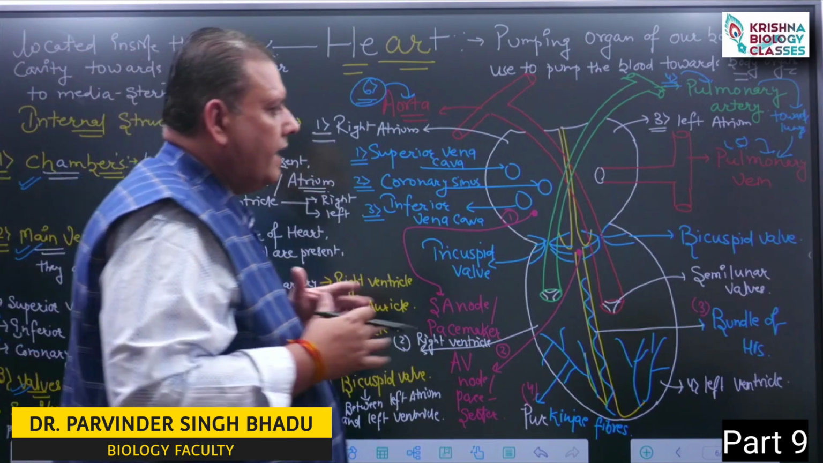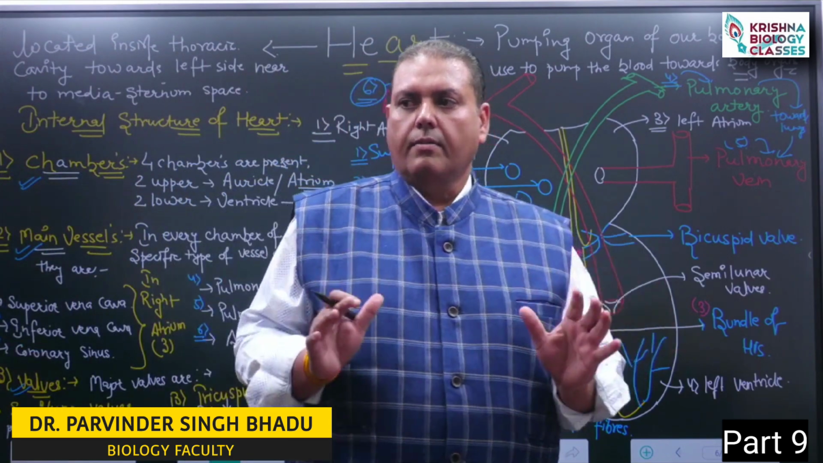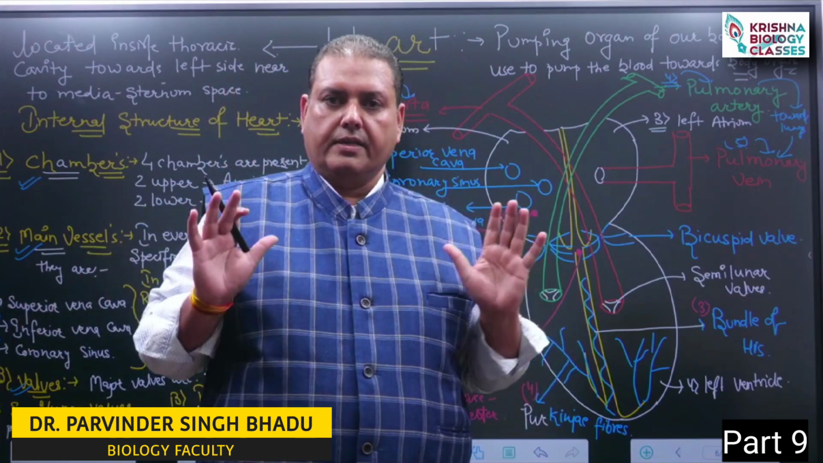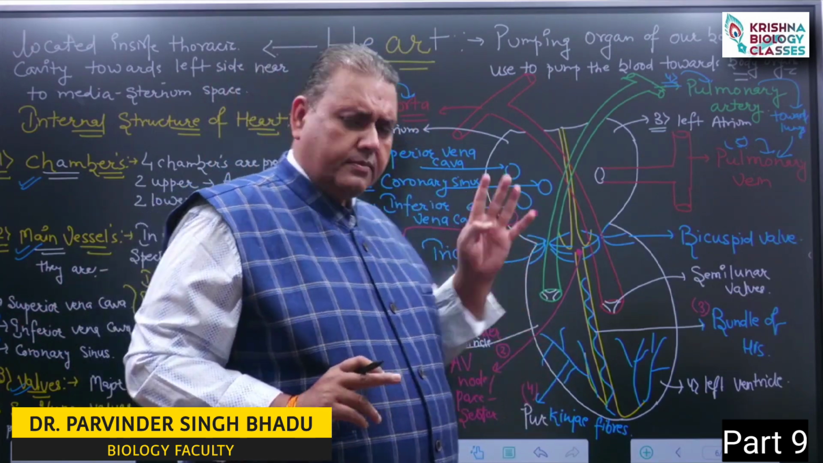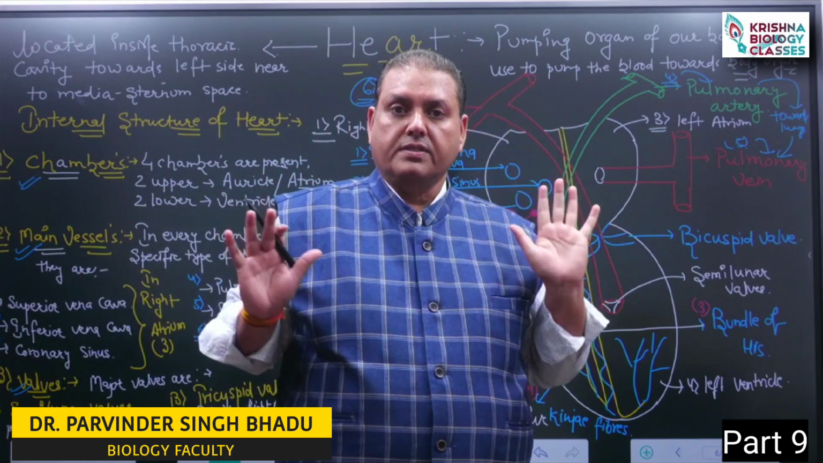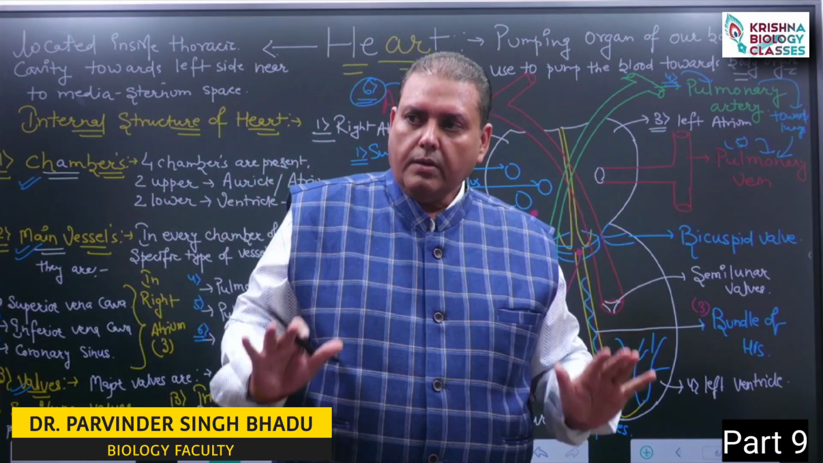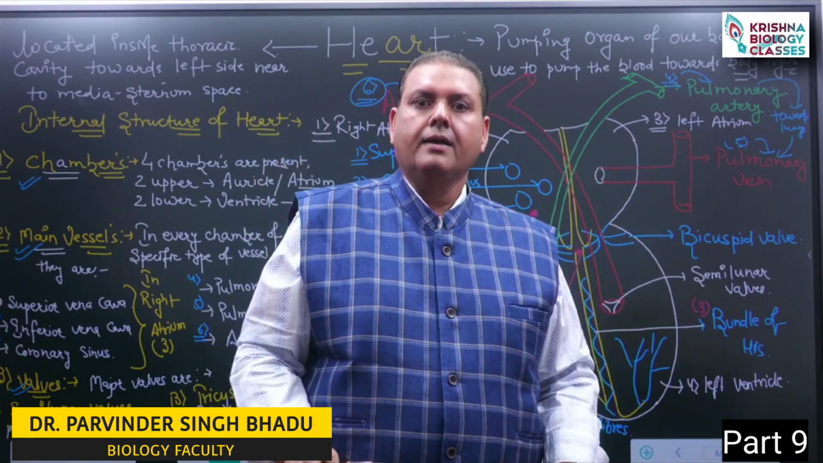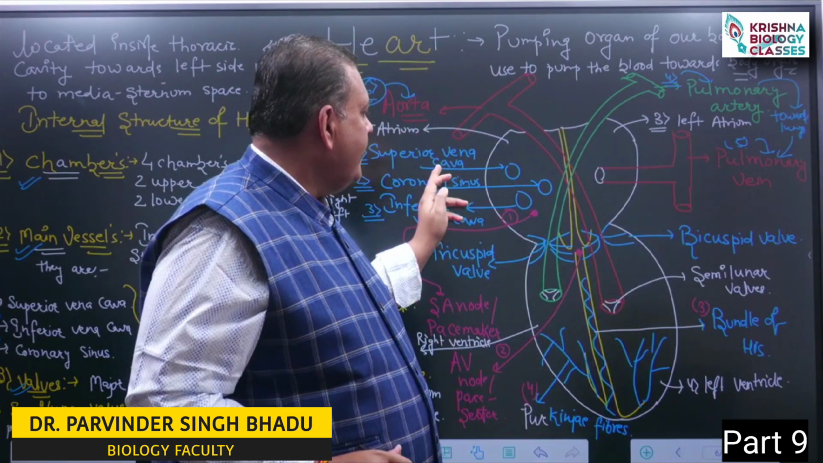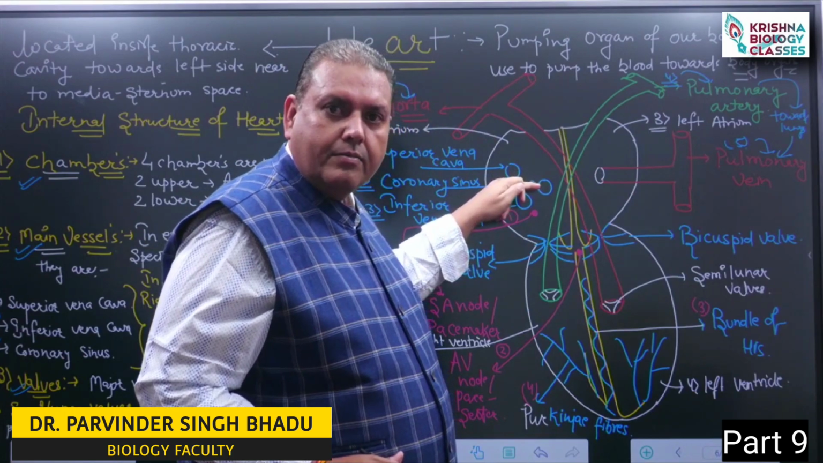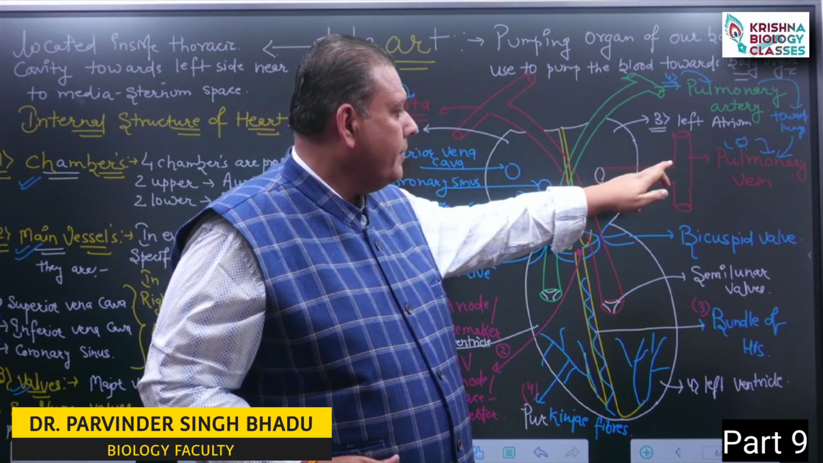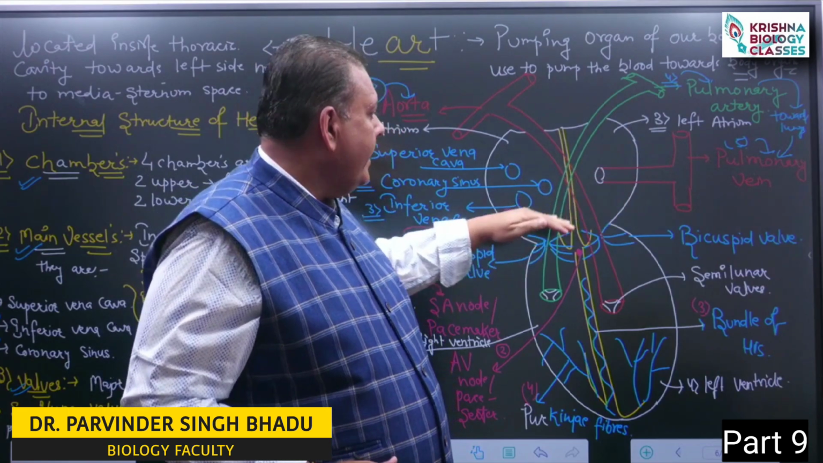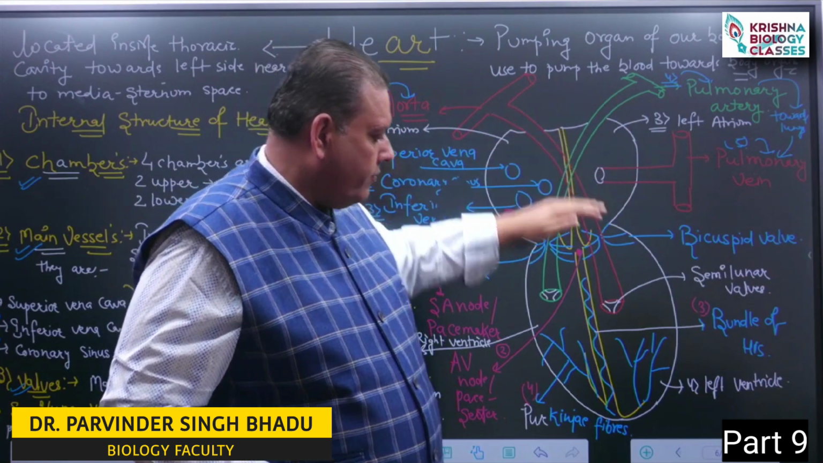Now, how this heart used to work? That is the most important part, which is named as functioning mechanism. Now, just remember 4 steps. All the muscles of heart are in relaxed condition. Inside the right atrium, deoxygenated blood is coming. Inside the left atrium, oxygenated blood is coming. As a result, it used to get filled.